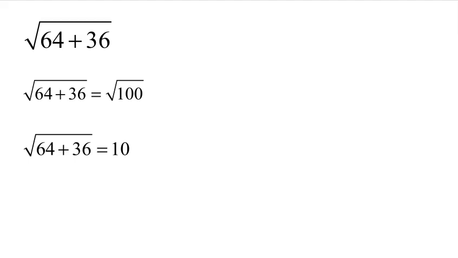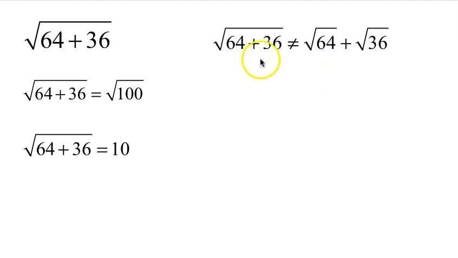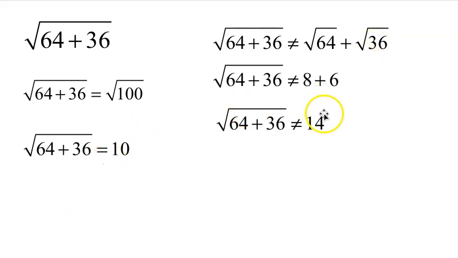Now the mistake that students always make is they think it's the square root of 64 plus the square root of 36. But I want to show you it cannot be that. Because square root of 64, what number times itself is 64? That's 8. Square root of 36, what number times itself is 36? That's 6. And 8 and 6 is 14. 14 is not the same thing as 10. So the order of operations tells us we do what's under the radical first, and then we hit it with the square root. We do not take a square root of each piece.